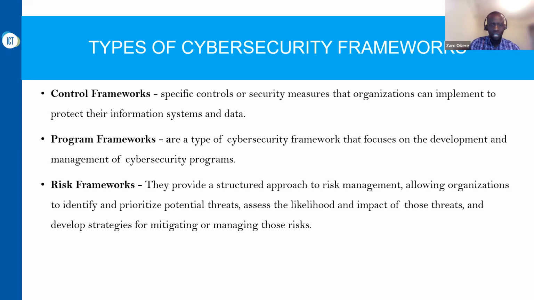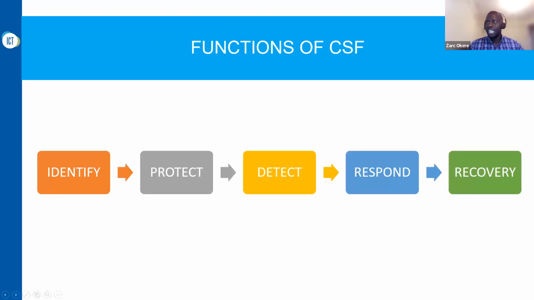Then we have the risk frameworks, which tend to provide a structural approach to risk management, and they also allow you to identify and prioritize potential threats. Some of them include NIST, CIS, the one that we're going to discuss in detail, and also ISO 27001 and 27002. So in the next slide, we are going to look at the functions of frameworks.